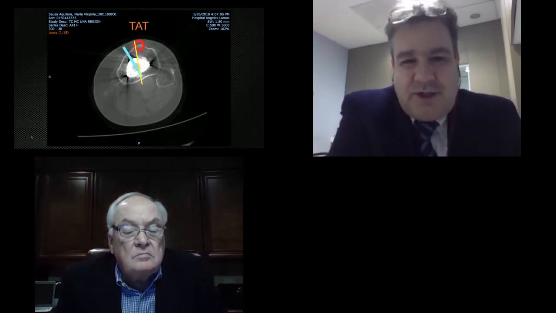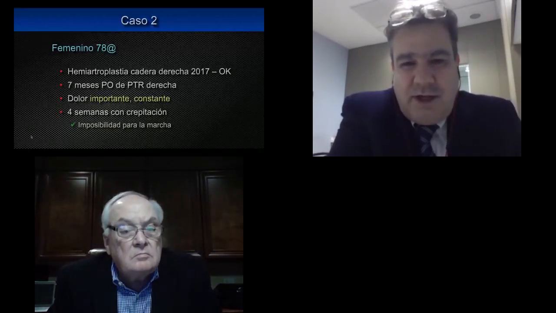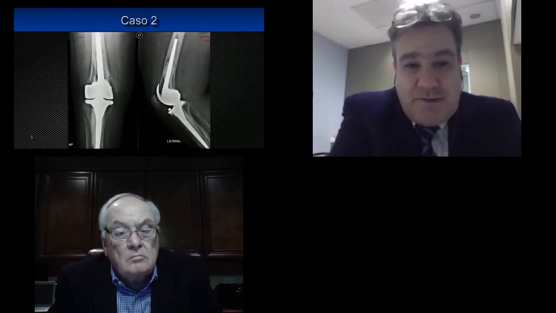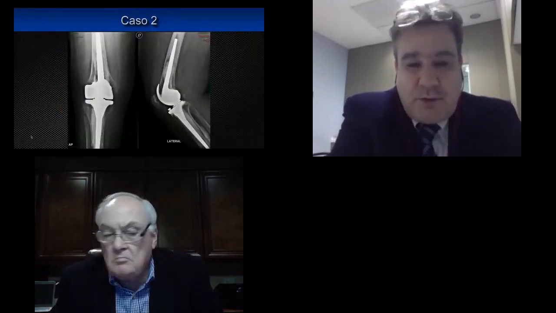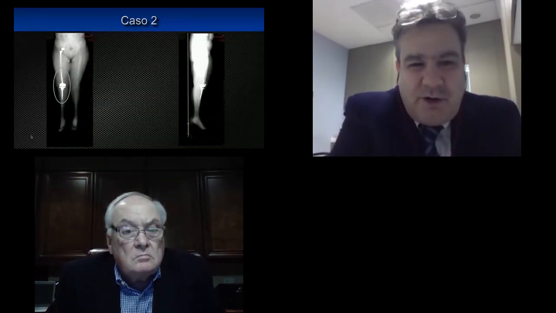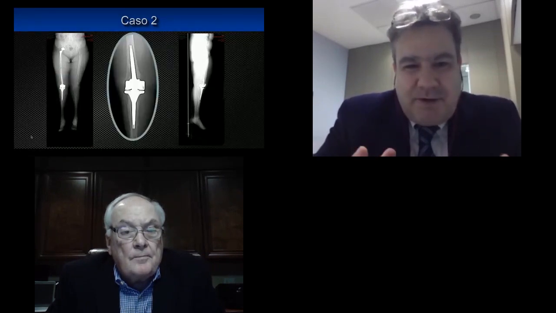El segundo caso es similar, es una paciente de 78 años que tiene 7 meses de reemplazo total de rodilla derecha, la cual también tiene constante dolor sin explicación. Y cuando vemos sus imágenes, ella tiene una bisagra, lo cual lo hace aún más problemático. Y cuando veo su alineación parece ser buena, sin embargo, viendo que los componentes están perfectamente viéndome de frente, el peroné queda completamente detrás de la tibia.